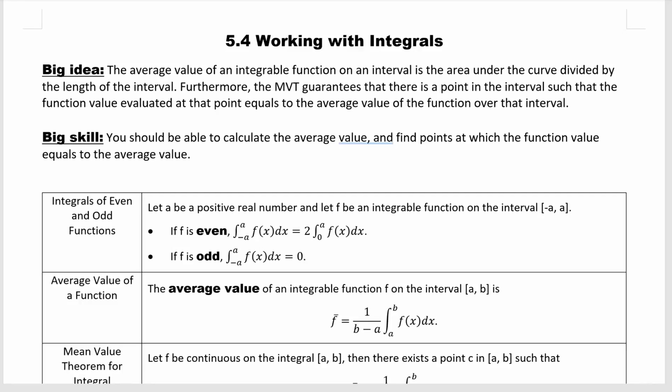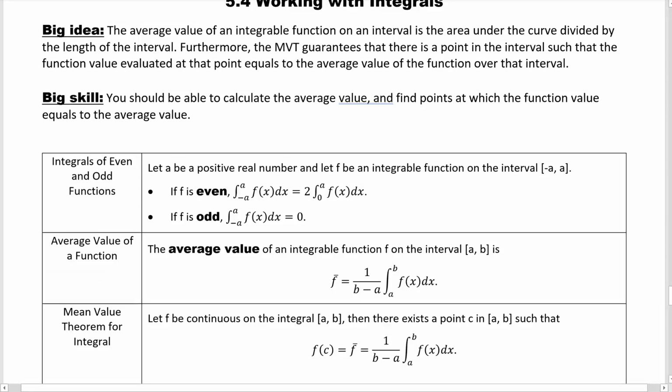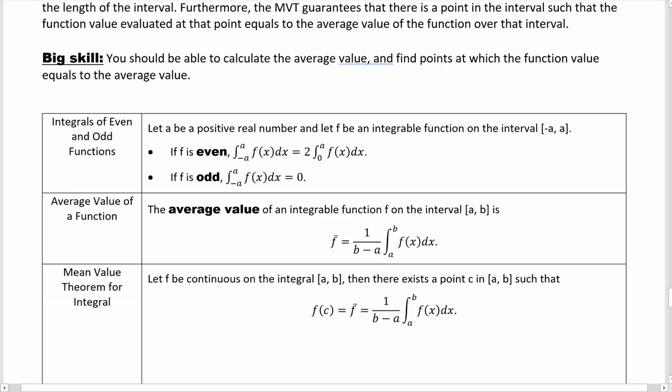Big skills. You should be able to calculate the average value and find points at which the function value equals the average value. Okay. First, let's look at integrals of even and odd functions.